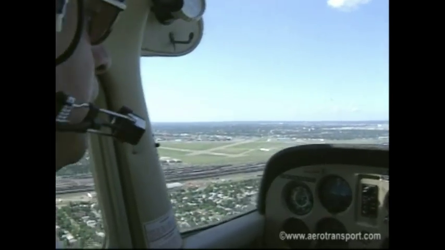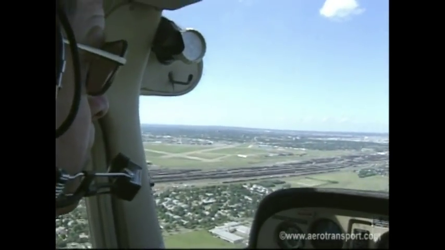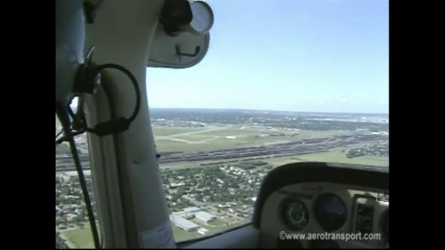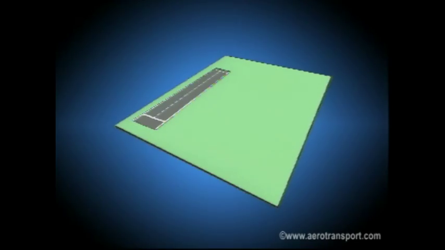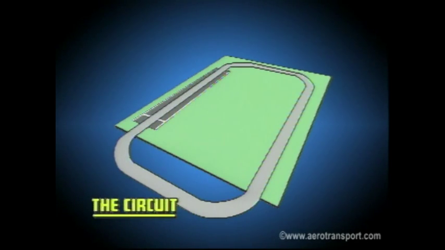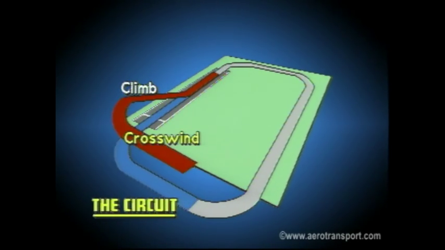The circuit is the specified paths to be flown by aircraft operating in the vicinity of an airport. The prime purpose of the circuit is safety. The circuit is rectangular in shape and has 5 arbitrarily defined legs. There is the climb after takeoff leg, the crosswind leg, which is not to be confused with circuit joining crosswind, which you'll be told about later.